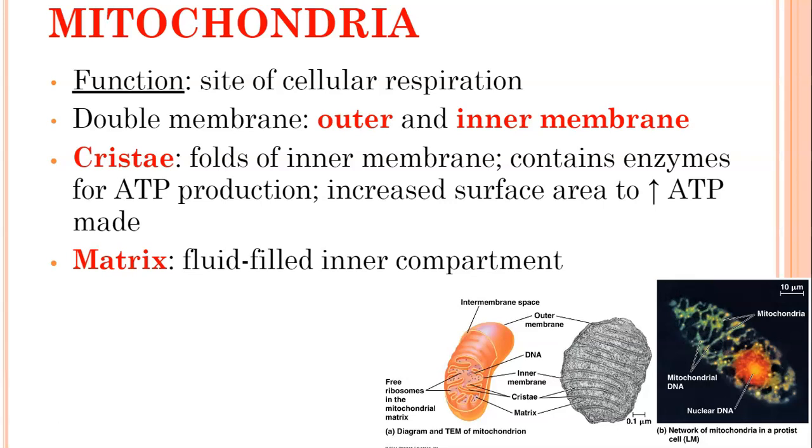Cristae are the specific folds. So for the mitochondria, that particular structure allows an increase in surface area. So if we tie it back to surface area is super important, you're basically increasing the availability of space to do cellular respiration and make more ATP. The matrix is the fluidy part in the middle.